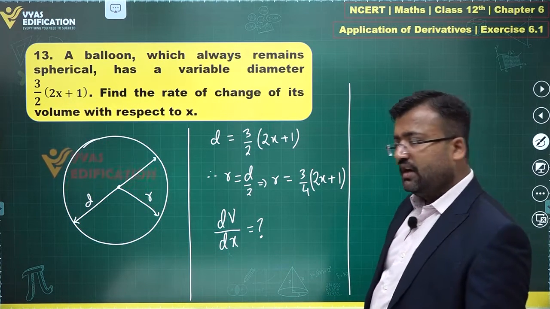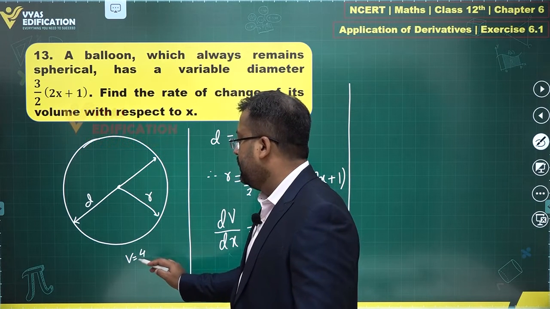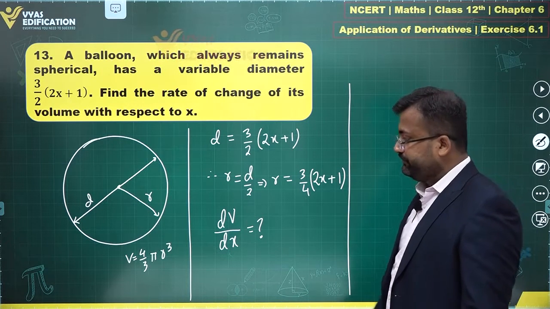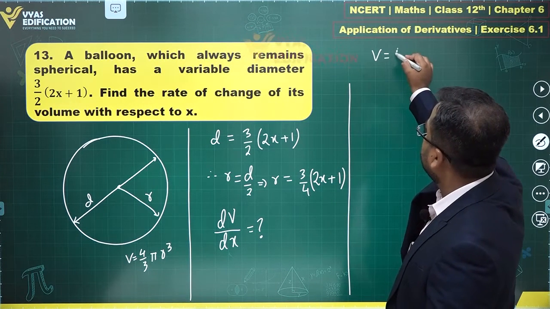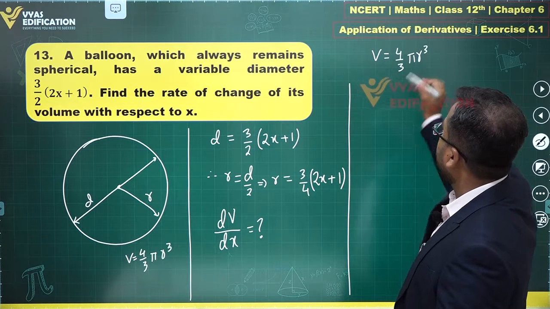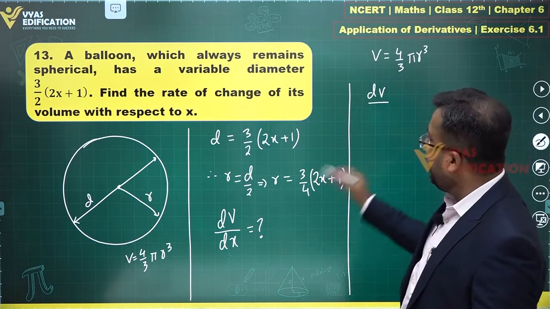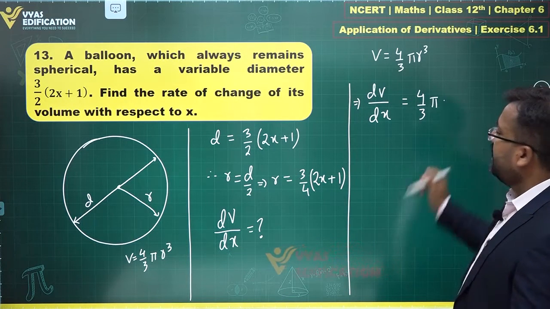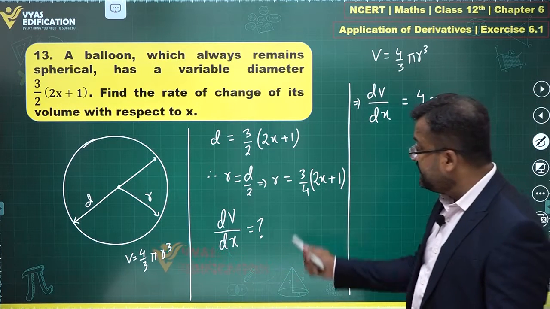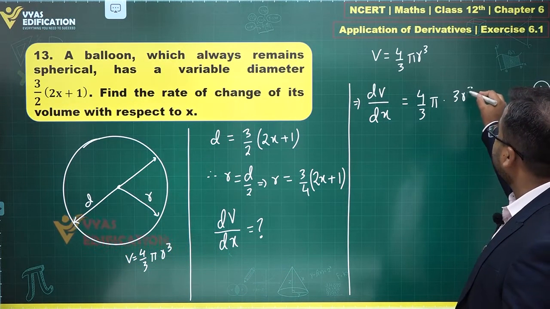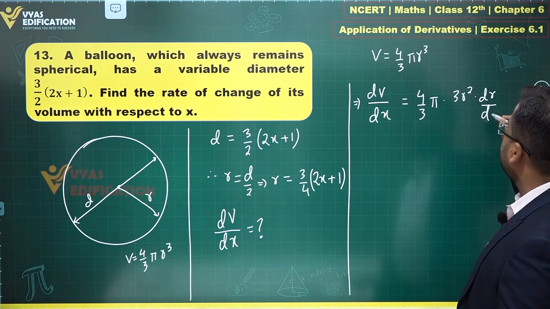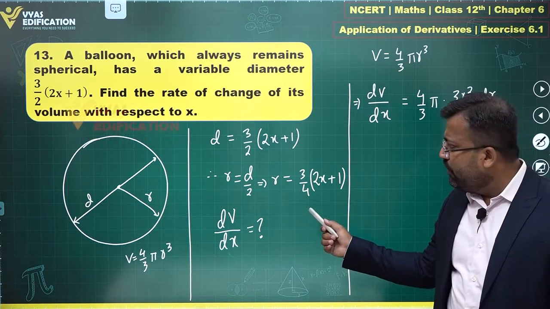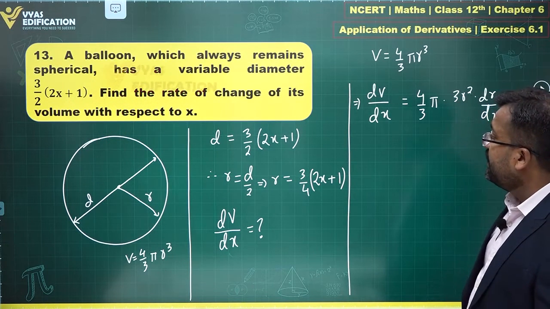And what is the volume of this? Pi r power 3. This is the volume of a spherical balloon. Let's use this: V equals 4 by 3 pi r power 3. So dV upon dx, that is being asked, will be equal to 4 by 3 pi times the derivative of r cube with respect to x, which you are interested in. This will be 3r square, and on applying chain rule, dr by dx is what I'll get. And do you observe that dr by dx is something that you already know from the given information? Yes.